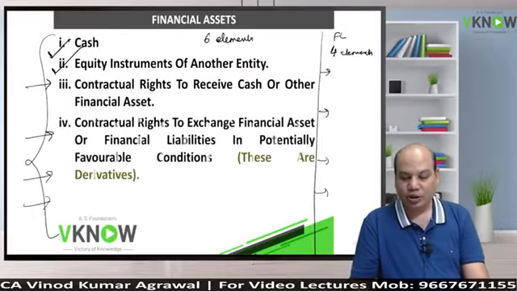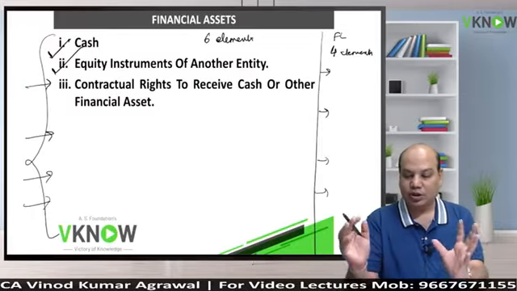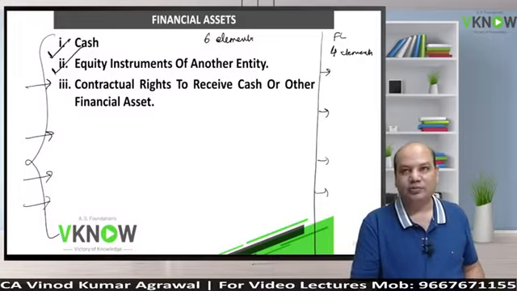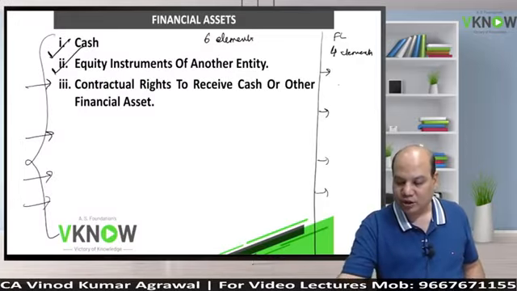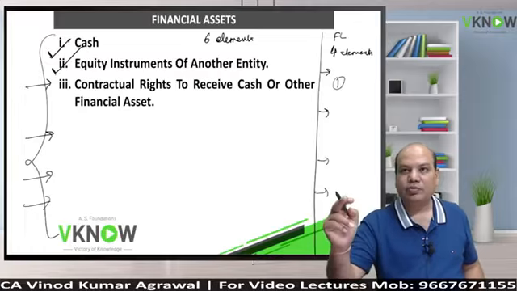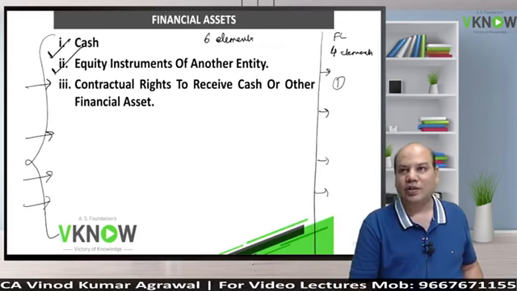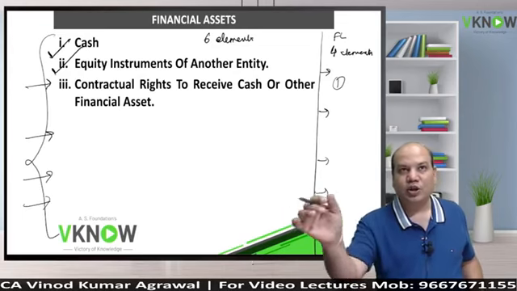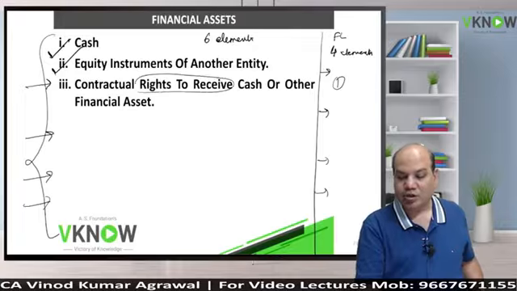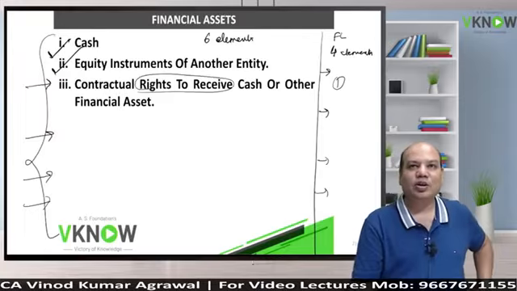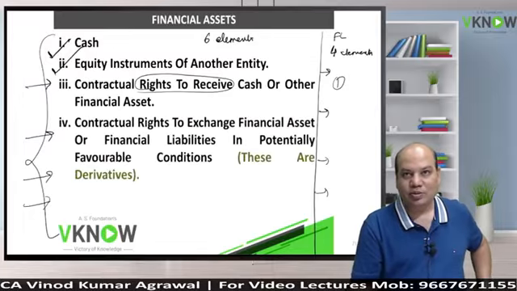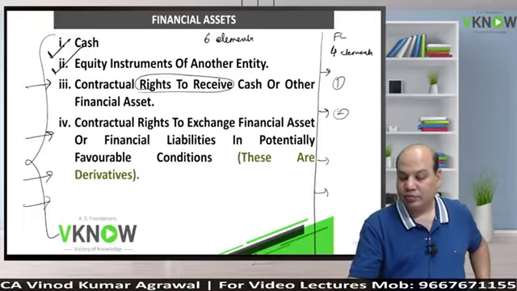See, the third point is a contractual right to receive cash or other financial asset. What was mentioned in element number 1 of liability? Contractual obligation to pay cash or another financial asset. Obligation to pay has become right to receive. Easy to remember.